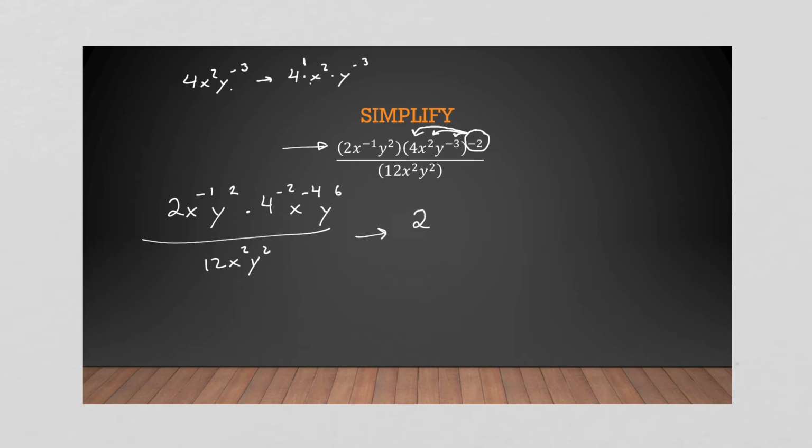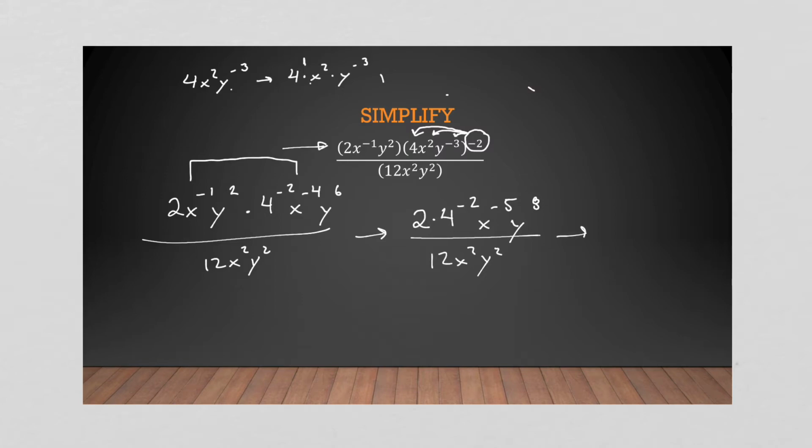I'm going to put my coefficients next to each other. So now I have 2 times 4 to the -2, because when you multiply, order doesn't matter. Then I have x times x, so I add the exponents when we multiply a common base. So I get x to the -5, and then my y times y, so I get y to the 8. And then on the bottom, I have 12x squared, y squared.